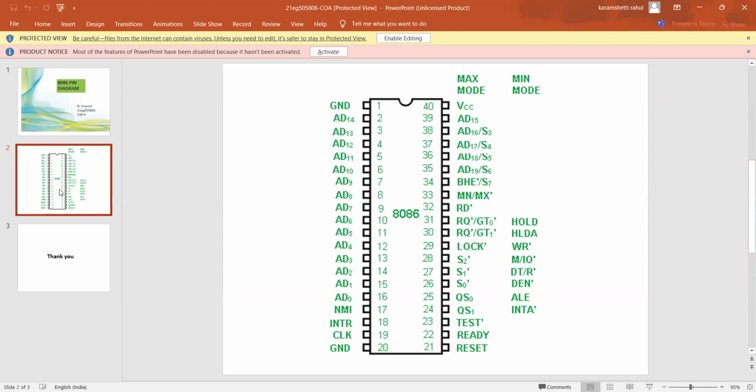NMI and INTR are interrupt pins. NMI is a non-maskable interrupt, and the request must be serviced. And INTR is a maskable interrupt, so the request can be ignored. And the clock pin is used for synchronization purposes.